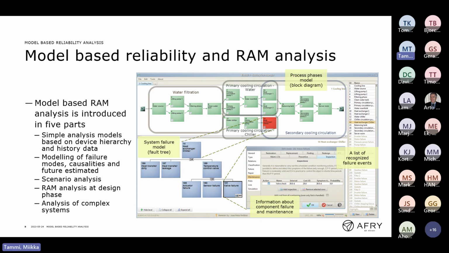It's possible to execute RAM analysis in many ways, based on history data or based on expert knowledge, or combining both. Using simple or complex analysis techniques and models is possible. Analysis scope, target, and available resources normally define the appropriate way. And this presentation, model-based reliability and RAM analysis, is introduced in 5 parts.